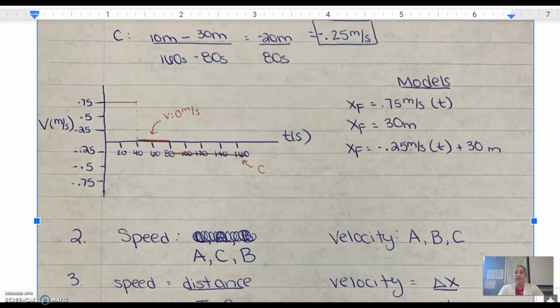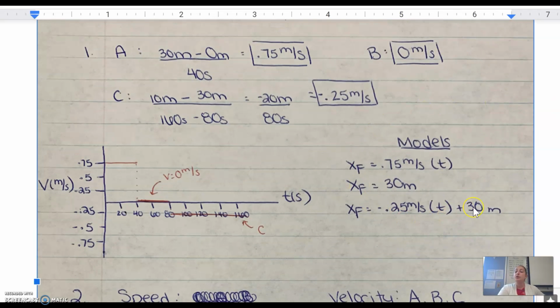So I'm just going to go back up here to look at the models, and what you should notice right off the bat is that I don't use y equals mx plus b anymore. We've already used that to bring us to the point of xf is equal to vt plus xi. So that is your standard mathematical model for Unit 2 now. But we know that we have to customize it. So in section 1, it's going to be xf is equal to 0.75 meters per second multiplied by t. And then the initial position was just 0, so we don't put anything in for that.